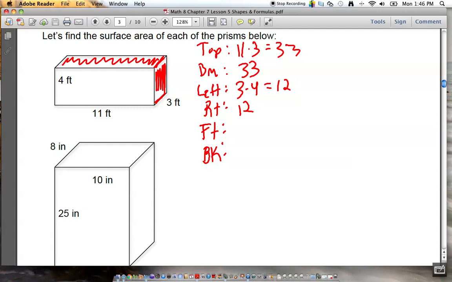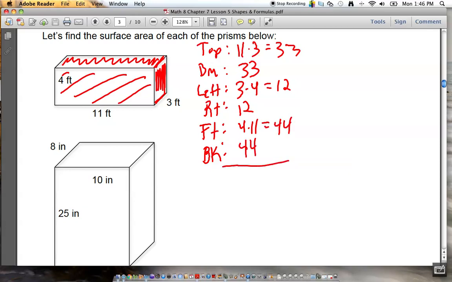And what about the front piece, which is right over here? 4 times 11. Good, and it is 44. So then 44 there. Now, to get the total surface area, what do you think I do with those numbers? Add them up. 33 and 33 is 66, 76, 86, 90, 130, 134, 138, 178.